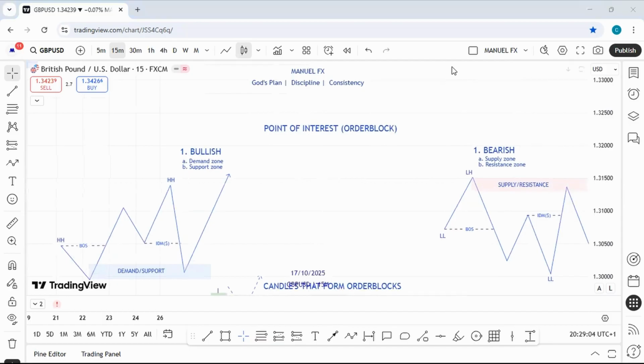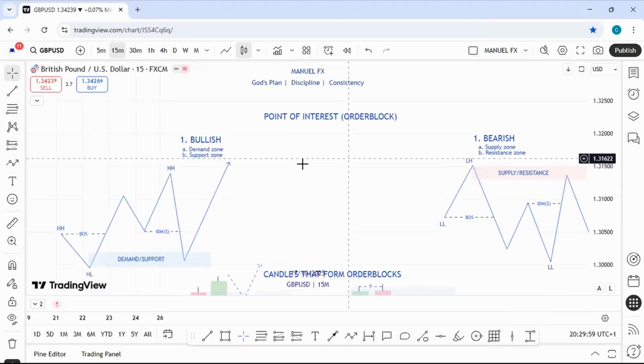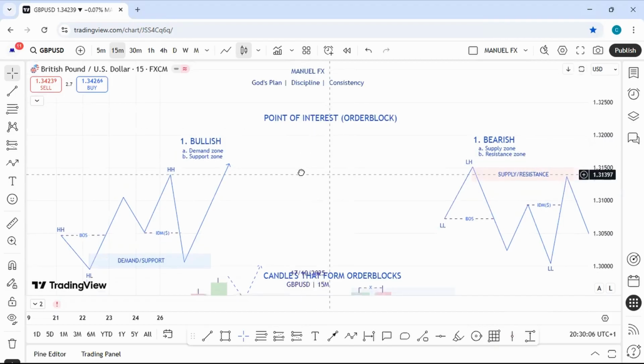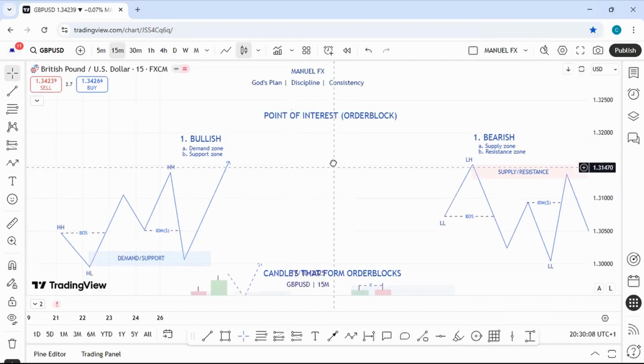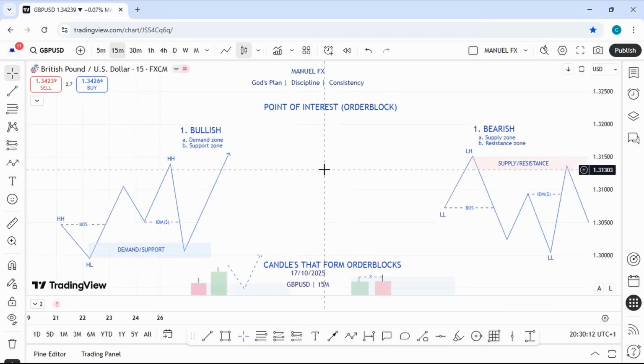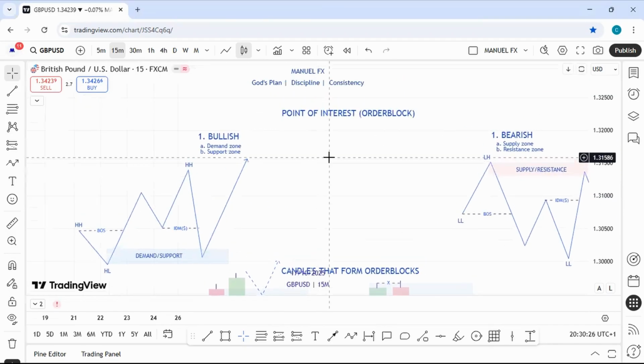Today's episode, I'm talking about point of interest. We're going to be talking about a very important term when it comes to market structure mapping called point of interest. There are different points of interest when it comes to the Forex market. Basically, a point of interest is where we are looking to buy or sell in the market.